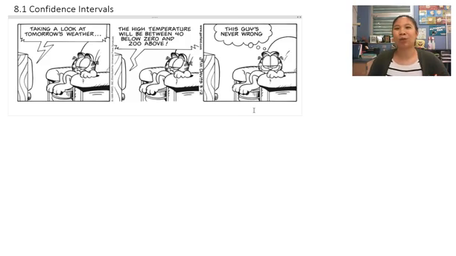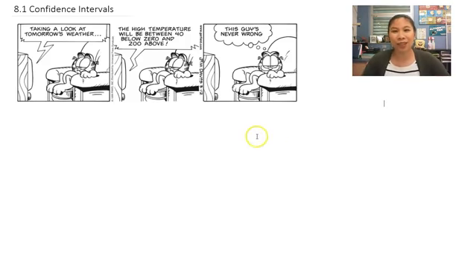In this chapter, we're going to be using a range of numbers to predict or describe what we think the population parameter is. We're going to say, okay, we think the population mean is going to be between these two numbers, or we think the population proportion is going to be between these two numbers. And we're going to use a sample to help us predict those two numbers. That's what we're using confidence intervals for.